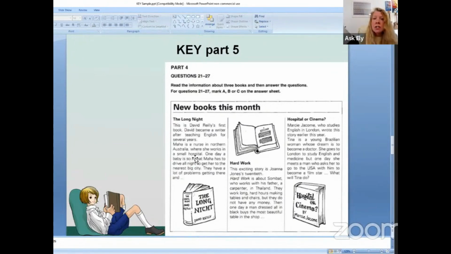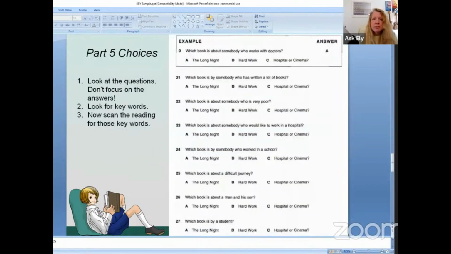But if you're unsure, you should read all of it. If you have doubt, you should read all three. But I'm saying the best way to do this quickly, especially if you're running out of time, is to look for other words and the key words, like doctor works at a hospital. And if she works at a hospital, she must work with doctors.